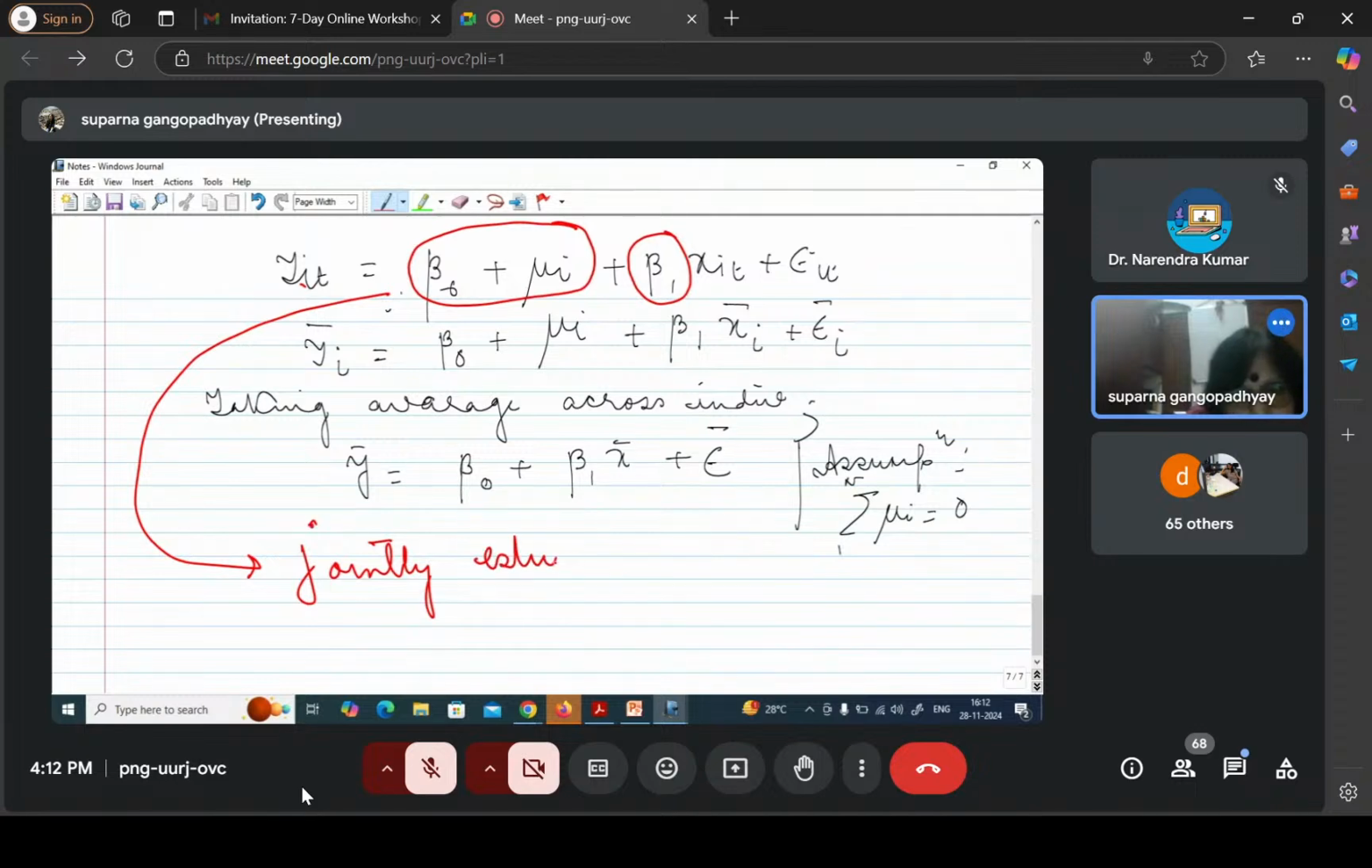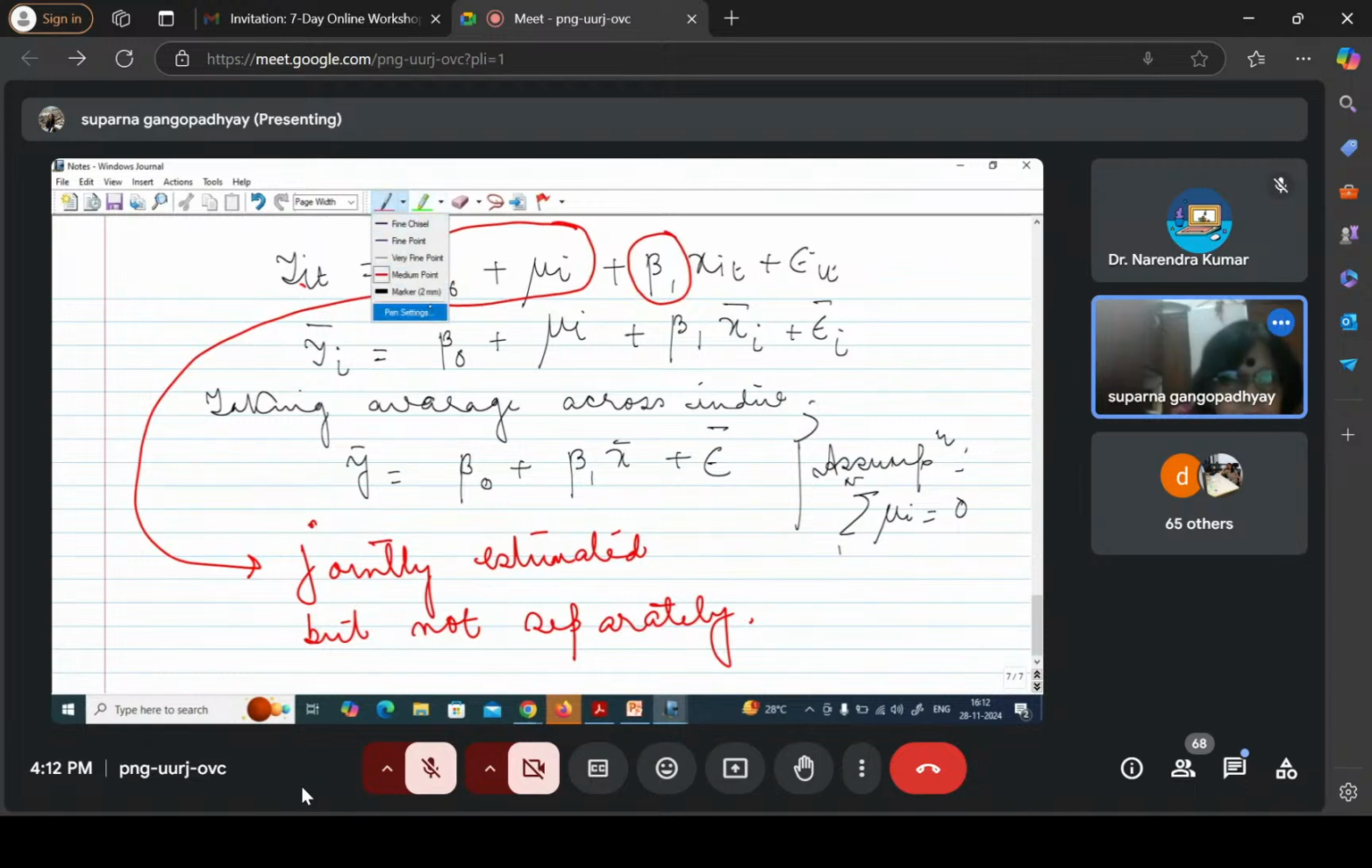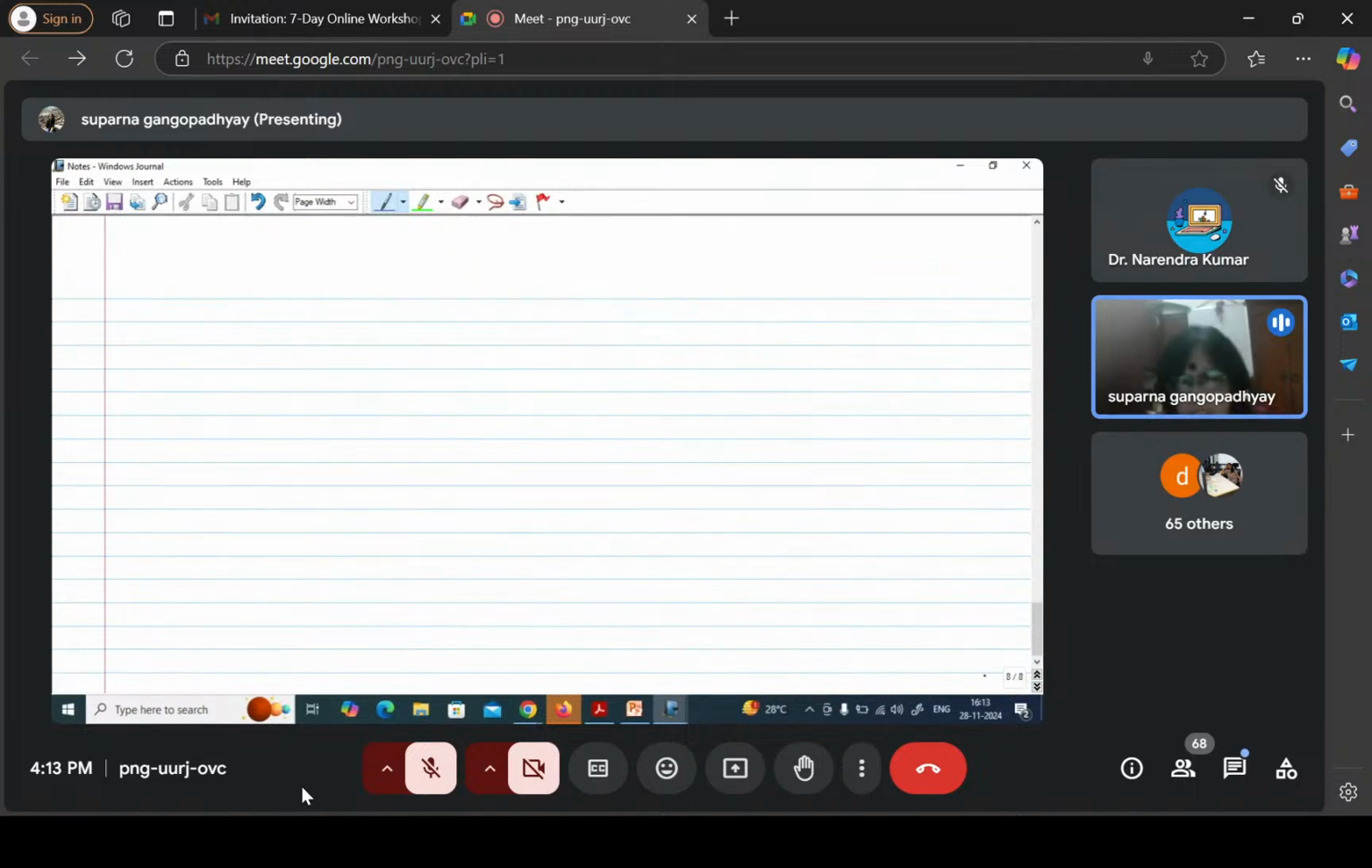Jointly estimated, but not separately. Clear? And what is then my beta hat? My beta hat is then, once again, because I have used this for you, summation xi by... Clear? Like bivariate? Clear? Any question? So fixed effect estimation, what does it do?